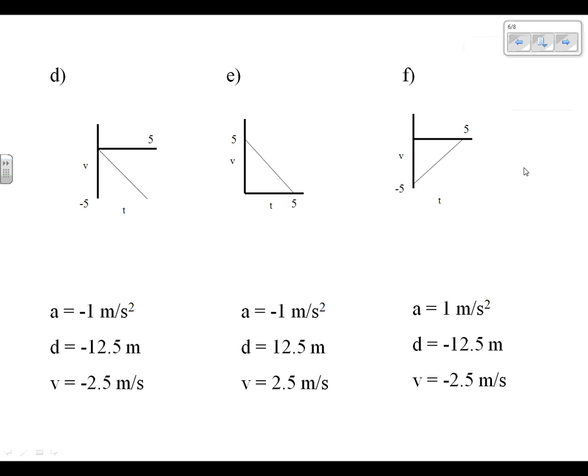D, E, and F. So, the acceleration is the slope, -1. The displacement is the area, 5 times 5 divided by 2. And the velocity is 12.5 divided by 5, right? 2.5 again. Here the acceleration is -1, that's the slope. The displacement is 5 times 5 divided by 2, and the velocity is 2.5, which is 12.5 divided by 5.